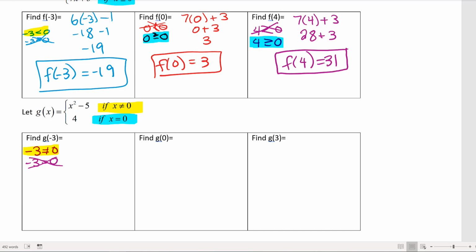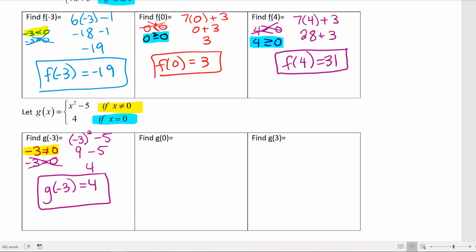So I'm going to take negative 3 in parentheses and square it, minus 5. A thing people have a hard time with is negative 3 times itself. Negative 3 squared is positive 9, and positive 9 minus 5 is 4. Therefore, g of negative 3 is equal to 4.